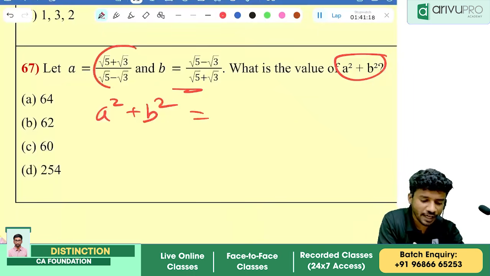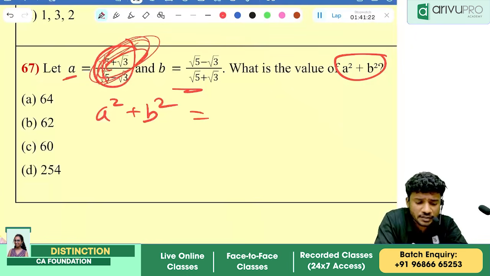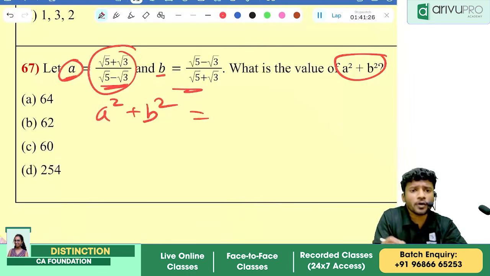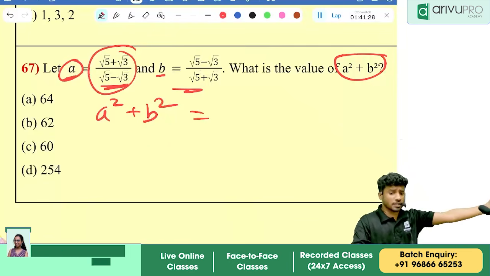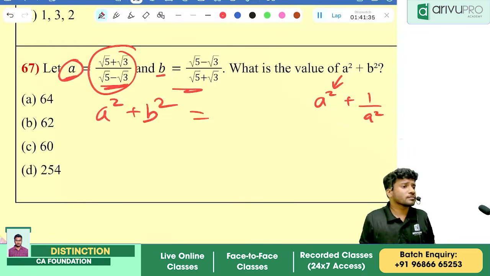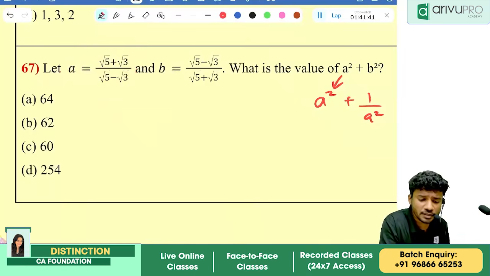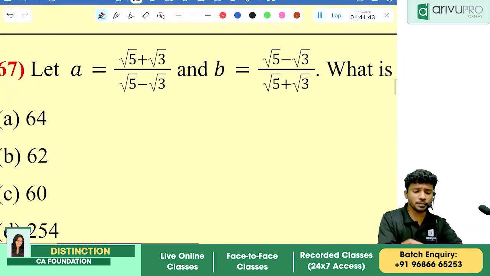First find the a value, people. If you look here carefully, a and b are reciprocals of each other, correct? A and b are reciprocal of each other. One is the inverse of the other, correct? So can I say this is nothing but a square plus 1 by a square? A square plus b square is nothing but a square plus 1 by a square. How to find a square in the calculator? Find using the calculator, use memory calculation.